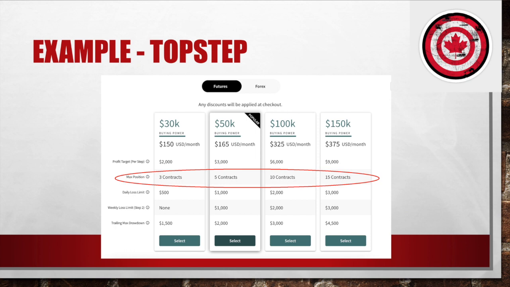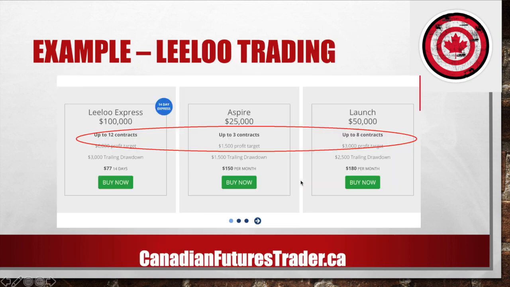Okay, let's look at a few examples. This is TopStep Trader. I have it circled there. This is right off of their site. The maximum number of contracts will be pretty prominent on their websites. It's one of the main features of these various trader evaluations. You want to know what you're allowed to trade. So here they have max position: 100K account up to 10 contracts.